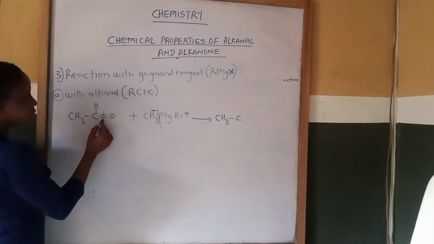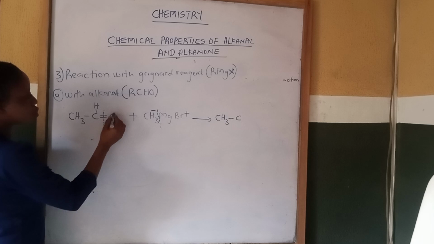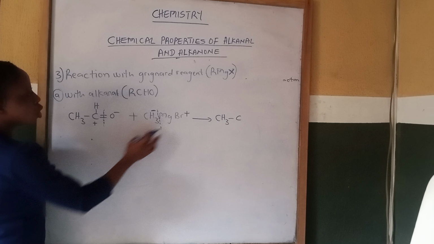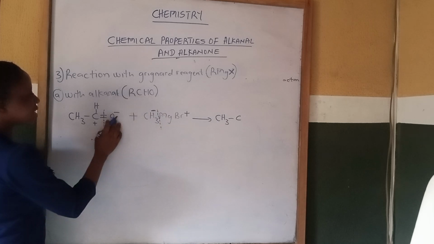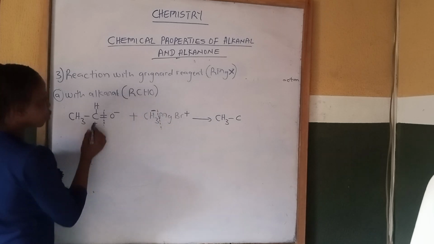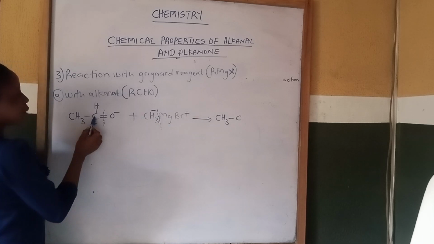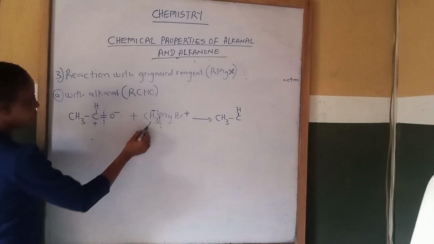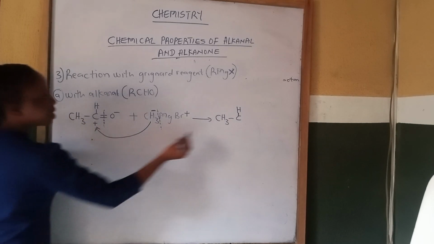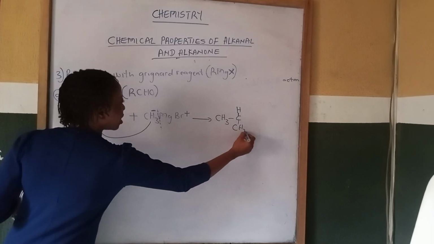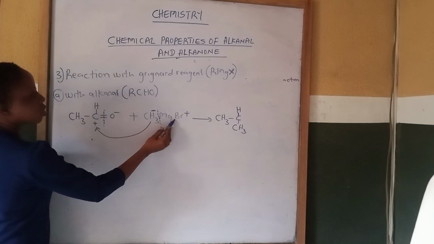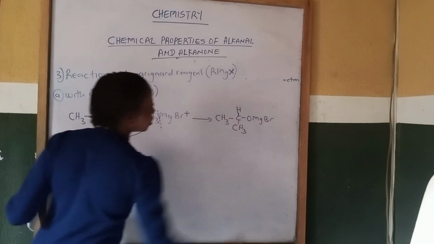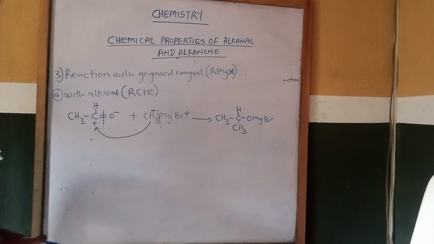So the double bond will be broken down into two. Oxygen is negative, then this side will be positive. So positive will combine with negative, while negative will combine with positive. So at this side now we have CH3 followed by carbon with one hydrogen up. Then this CH3 will combine with this negative side. So CH3 will enter here. Then oxygen will combine with positive, which is OMgBr. So that is the product formed for the first stage.